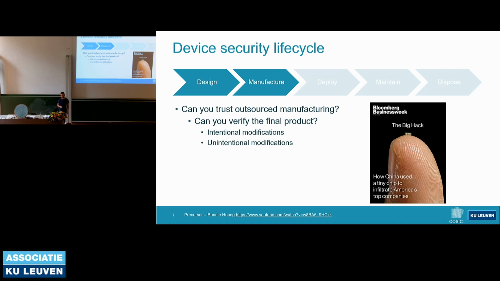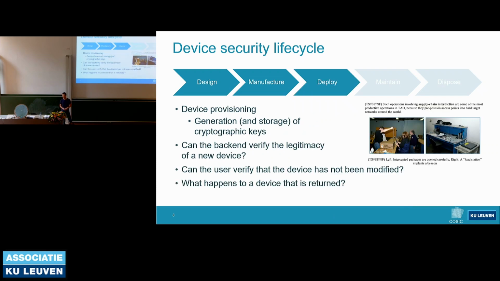Now, there could, of course, be some intentional modifications done to the device or some unintentional ones. For example, you order a device with a specific microcontroller. It turns out this microcontroller is out of stock, so the manufacturer helpfully replaces this microcontroller with a different drop-in replacement, as they're called. Now, these drop-in replacements could have different vulnerabilities than the original chip you requested and can thus result in a compromise of your device.